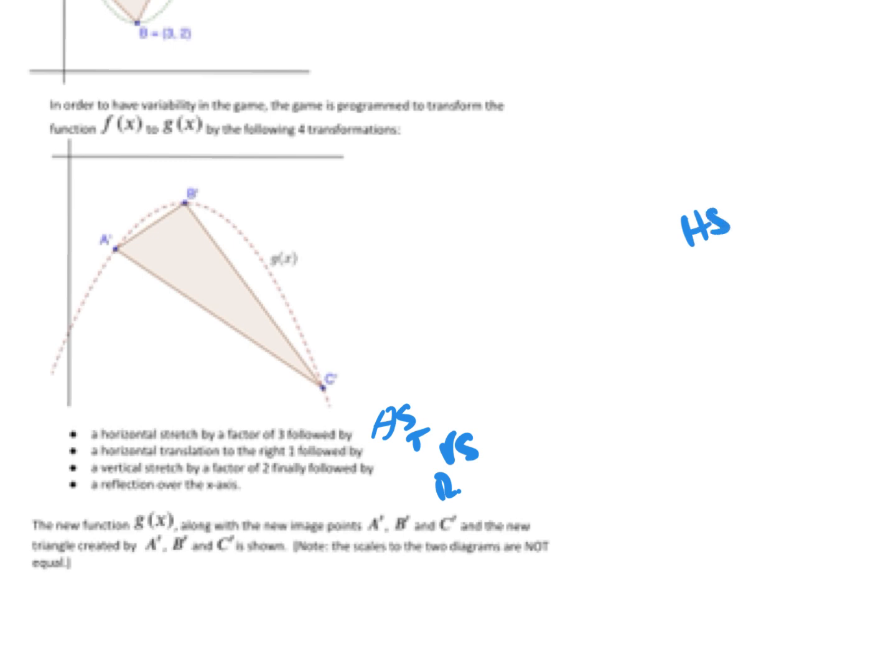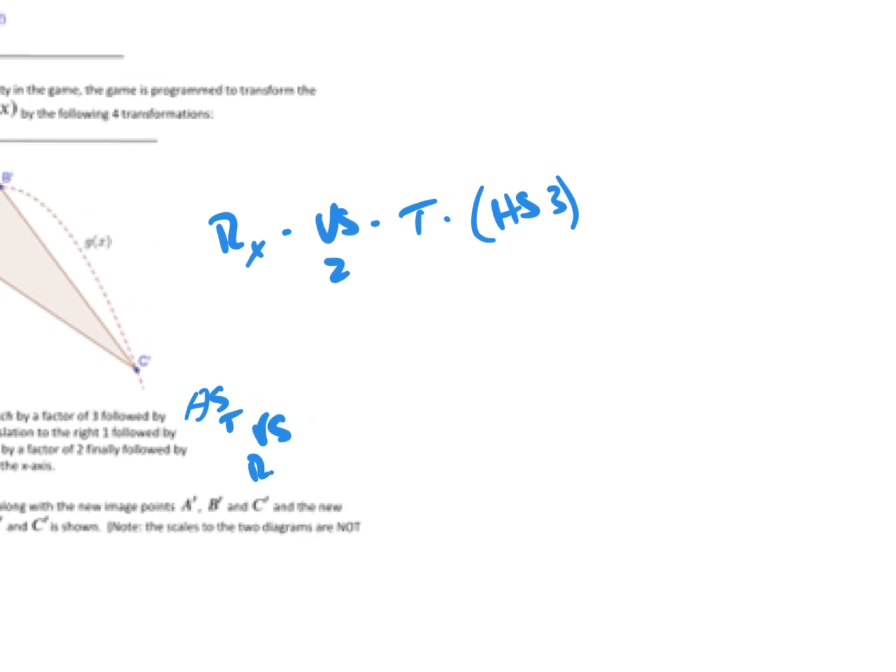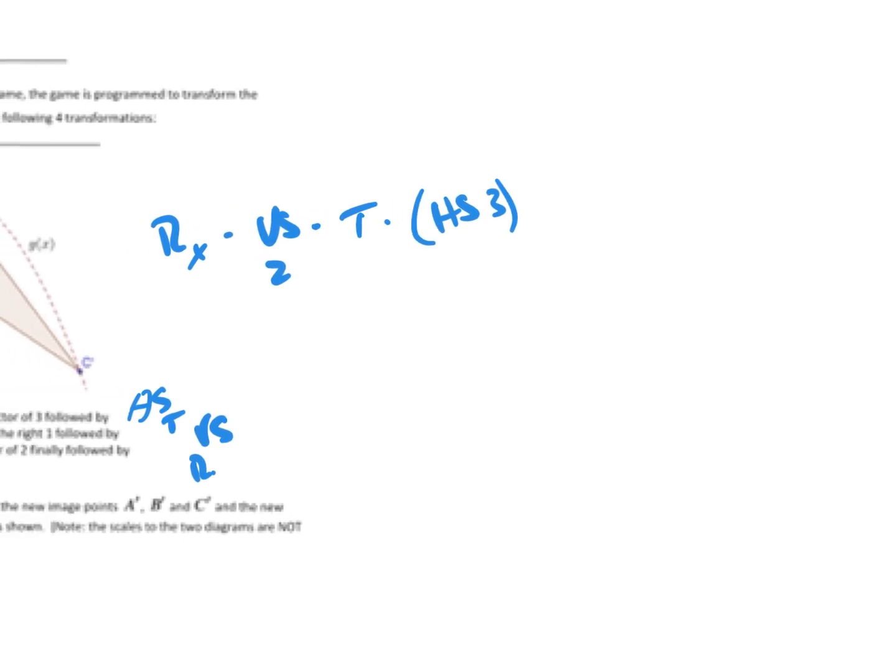So it's going to be a horizontal stretch by 3. That one's going to be followed by the translation. That one's going to be followed by the vertical stretch by 2. And then it's going to be a reflection over the x-axis. Even thinking about that, though, we have to be careful, because the stretches and reflection are multiplication, where the translation is adding.